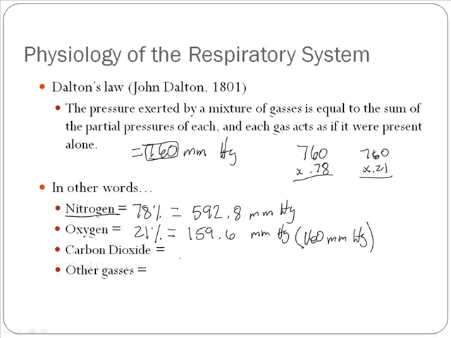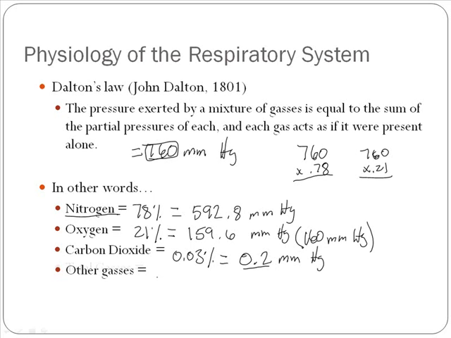Carbon dioxide, on the other hand, only accounts for 0.03% of the atmosphere right now. So if you take 760 and multiply it times 0.0003, what you end up with is that carbon dioxide only accounts for 0.2 millimeters of mercury of pressure in the atmosphere. A very small amount of carbon dioxide by itself in the atmosphere.